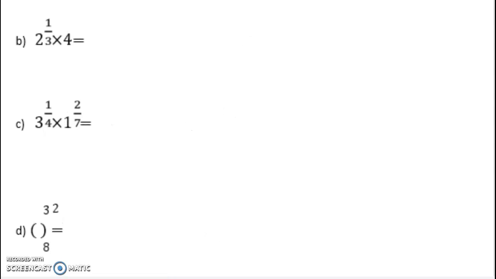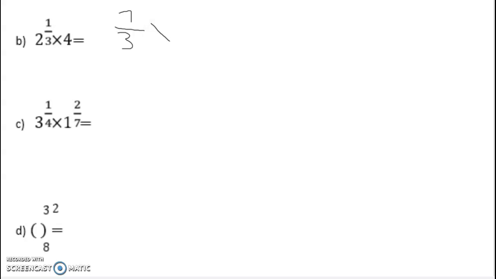So next one, we have an example. 2 1/3 times 4. So first thing first, we have to change this to an improper fraction, okay? So we know that 2 times 3 is 6. 6 plus 1 is 7. So on top we have 7, and then you keep the denominator the same, which is 3.